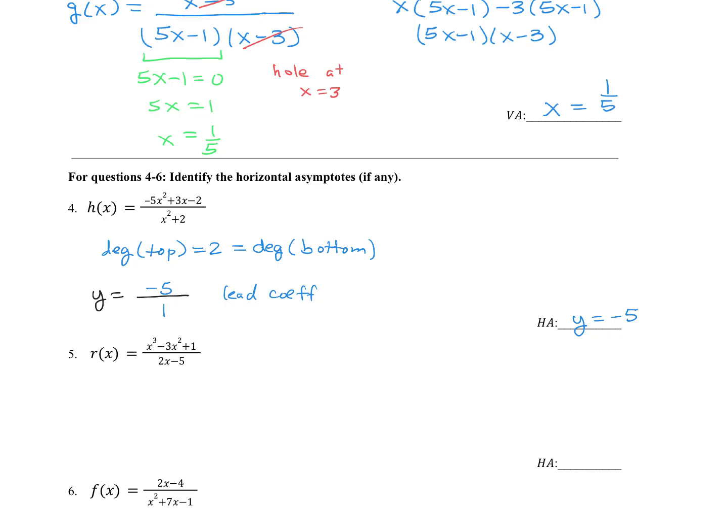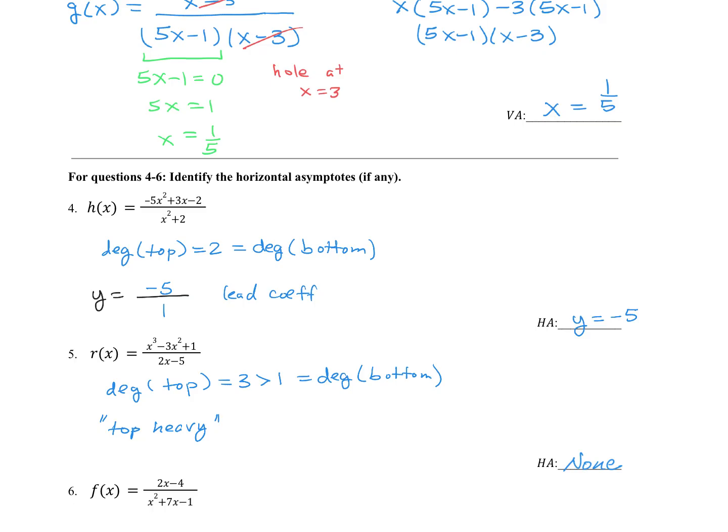You'll notice for the next problem that it's called top heavy. The degree of the top is 3, and that is bigger than the degree of the bottom, which is 1, because that's just x to the first down there. So we call this thing top heavy. And there is no horizontal asymptote. There's just none whatsoever, which means there's no horizontal line that you approach as you go to the right or left.